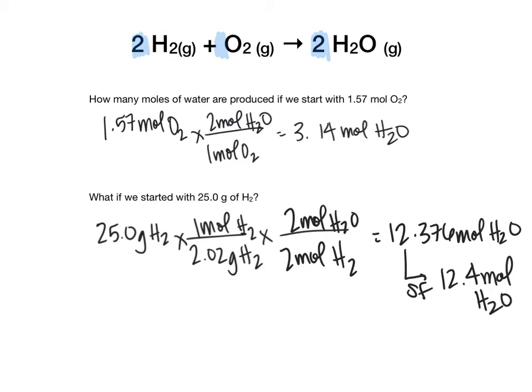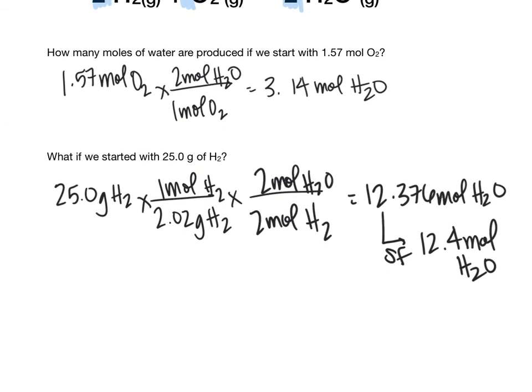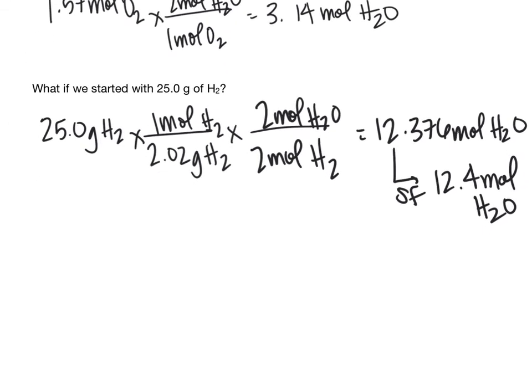And you could have gone and converted into grams. You could have added on one more step. So here we could have also multiplied by, in 1 mole of H2O, there are 18.02 grams of H2O.